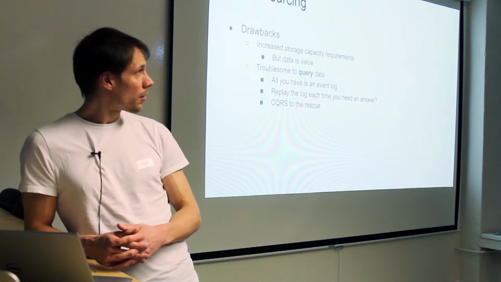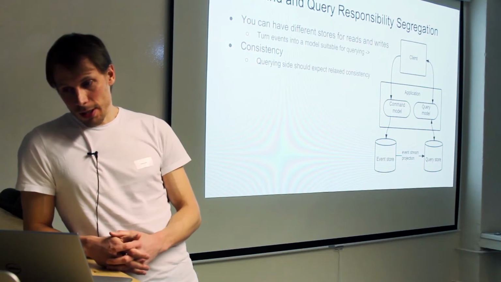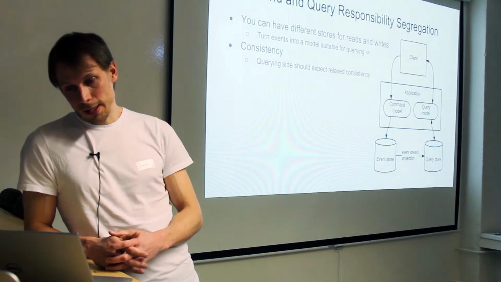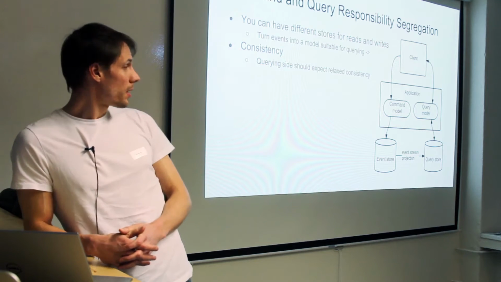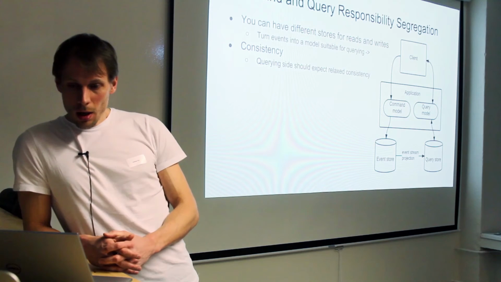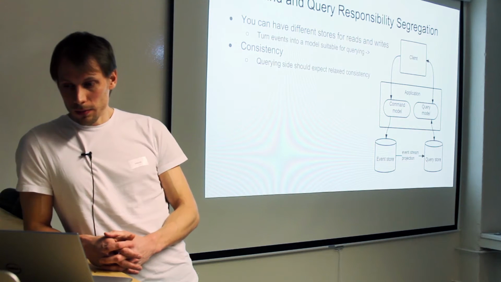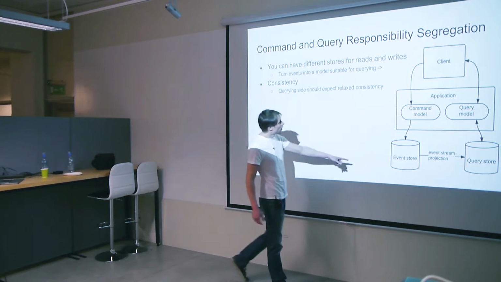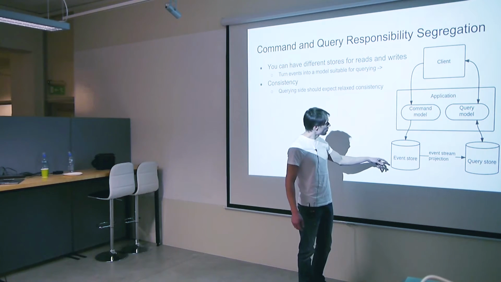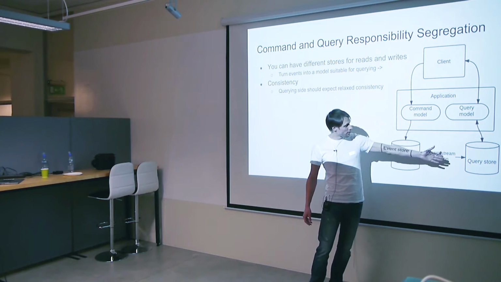It's called CQRS, Command Query Responsibility Segregation, which is a very simple thing. It actually states that you can have different stores for reads and writes, and you might probably want to have them different, which I'll speak of on the next slide. But the idea is that if you cannot query the event store, the journal, which is depicted here, then what you need to do is just turn the events stored here into a representation that can be queried.